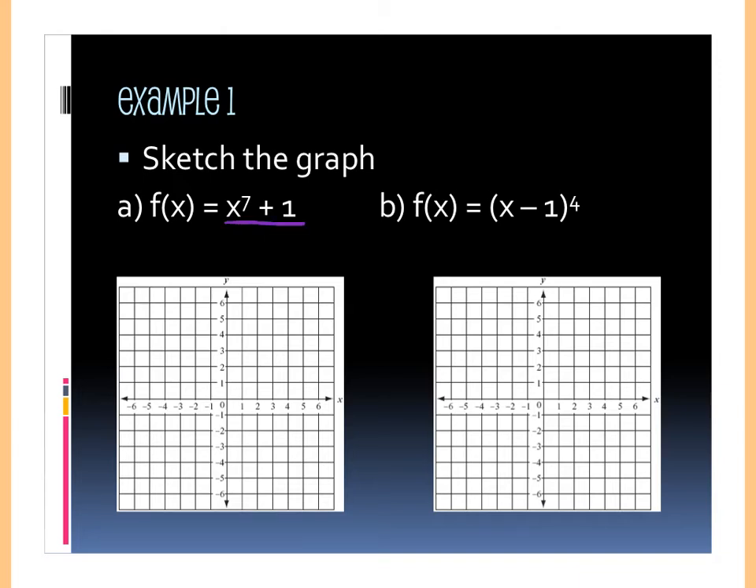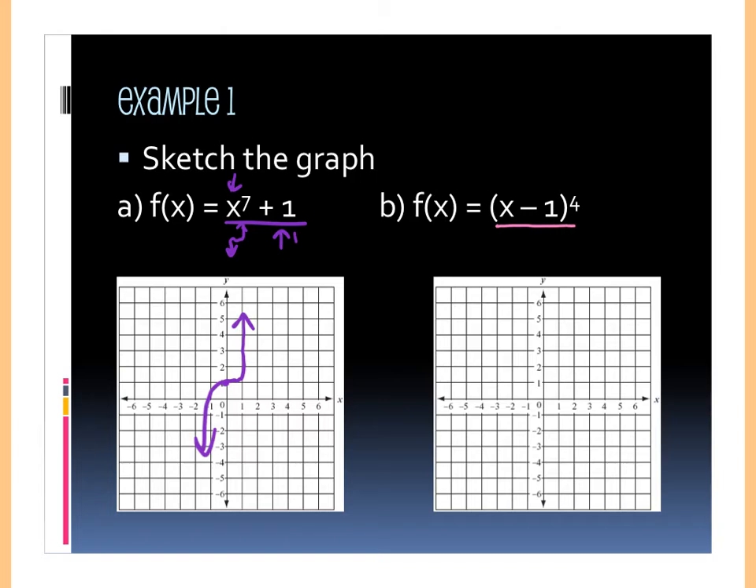This first one is x to the 7th plus 1. So because it's x to the 7th, it's going to be in the shape of a cubic function. The plus 1 means it shifted up 1. So I shift up 1, and I make it like a cubic function. That's it. Transformation. You won't do a lot of these, but just know they exist.